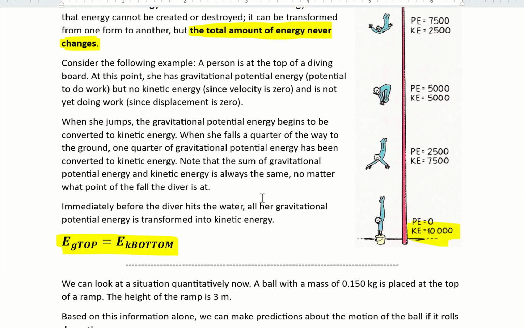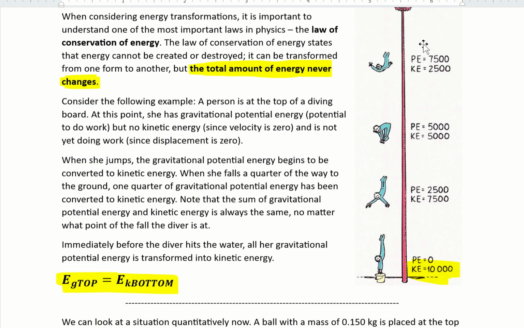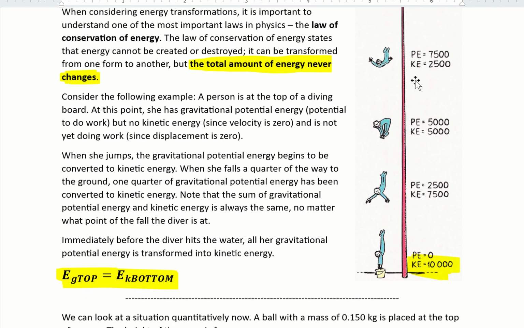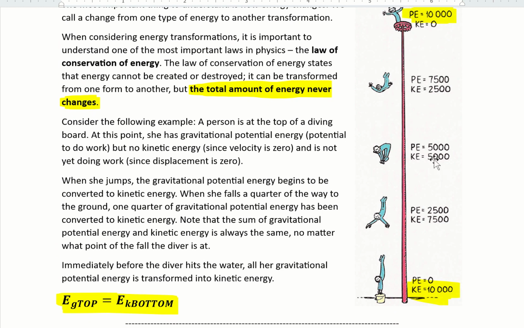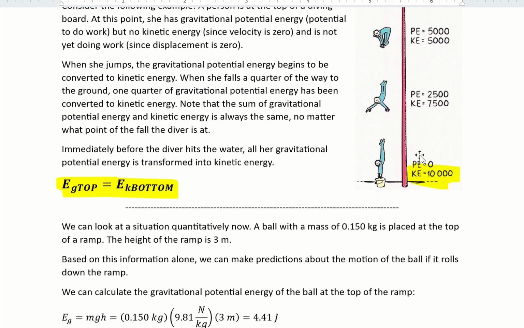So this concept is super important. Energy cannot be created or destroyed. The total amount of energy in a system will not change. So if I have 10,000 joules of potential energy to start, then at any point in time, I can only have 10,000 joules of energy. So the sum of potential energy and kinetic energy is always going to be 10,000.